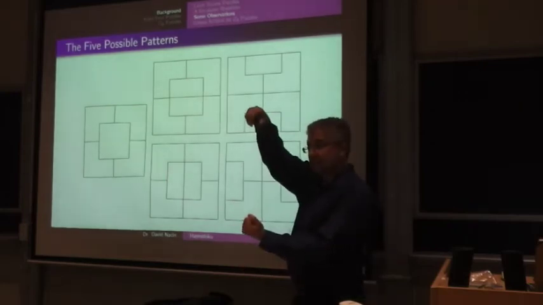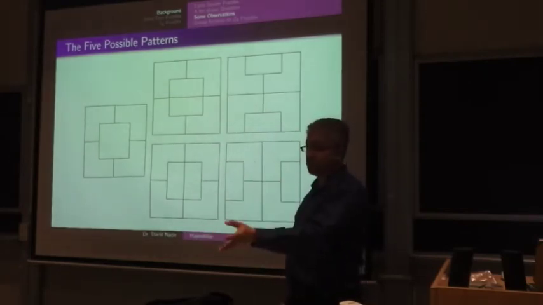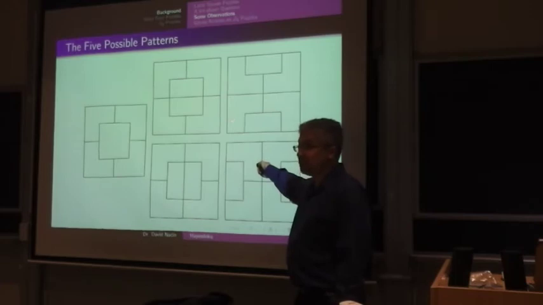I'm going to consider these 2 to be isomorphic as puzzles. Because if I can solve the puzzle like this, I can just turn it like this and still solve it. It'll have the same number of solutions. I can map solutions to solutions. So these 2 I'm going to consider as actually the same.